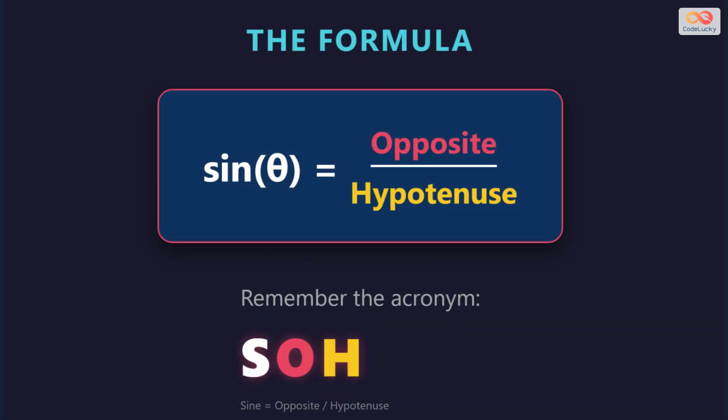Here is the mathematical definition. Sine of theta equals the length of the opposite side divided by the length of the hypotenuse. A popular way to remember this is the acronym SOH. S stands for sine, O for opposite, and H for hypotenuse.